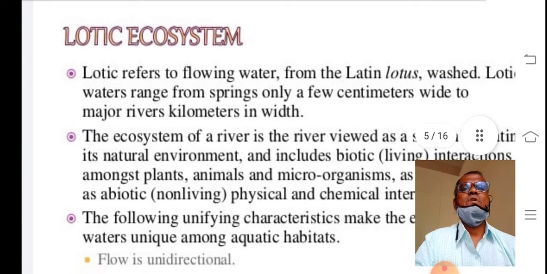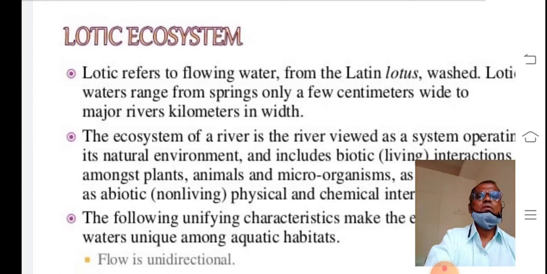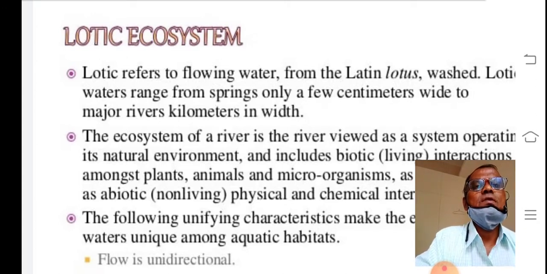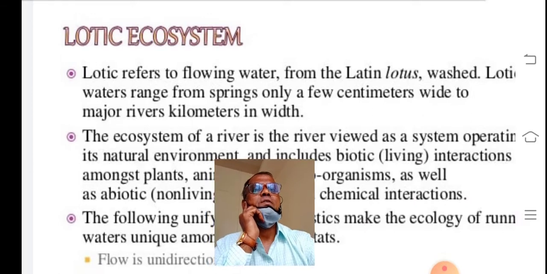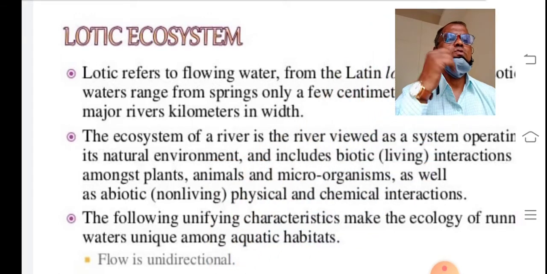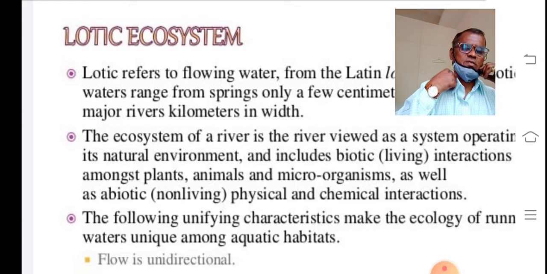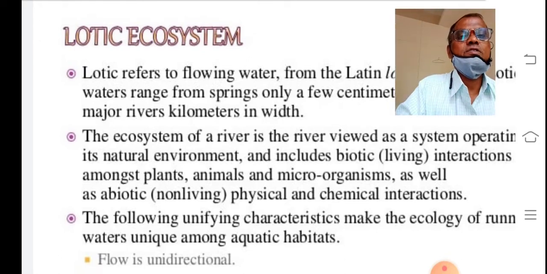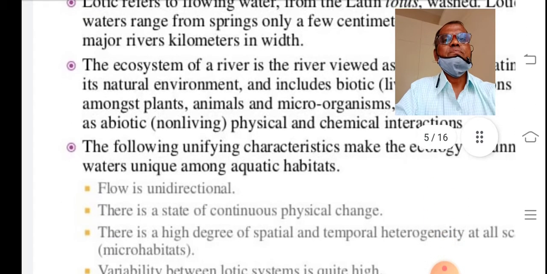Then our second condition, the lotic ecosystem. Lotic means flowing, right? So rivers flow up to certain kilometers, and they show certain specific conditions. In the three seasons, rainy, summer, and winter, their appearance is different. So the number of microorganisms, their food chain, and their flow vary.